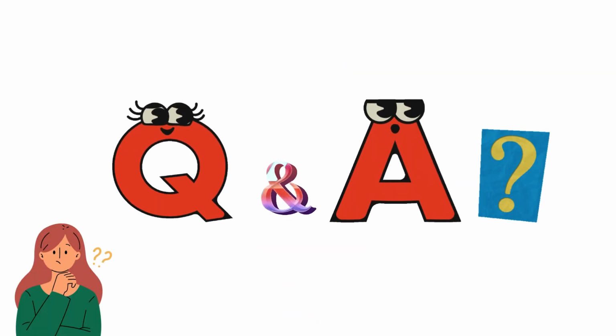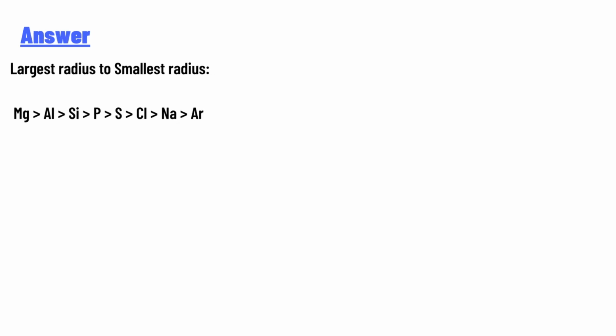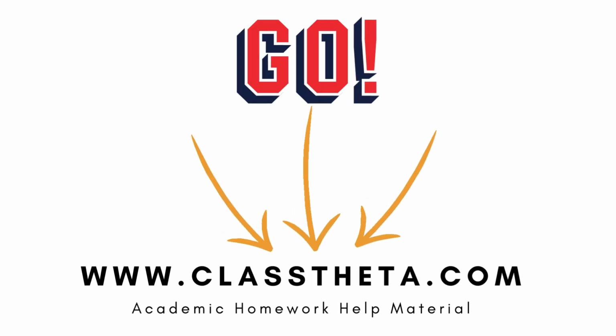So our today's question is, arrange the elements according to atomic radius, largest radius to smallest radius. Answer bank: NA, AI, SI, CL, MG, AR, P, S, P. And the answer to the question, largest radius to smallest radius: MG, AI, SI, P, S, CL, NA, AR.